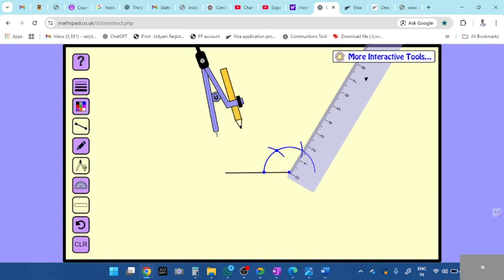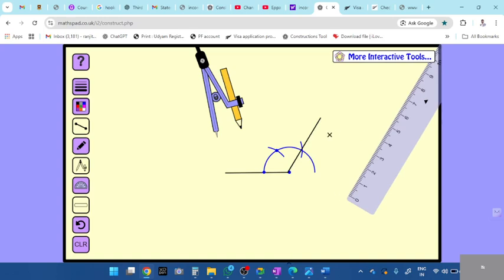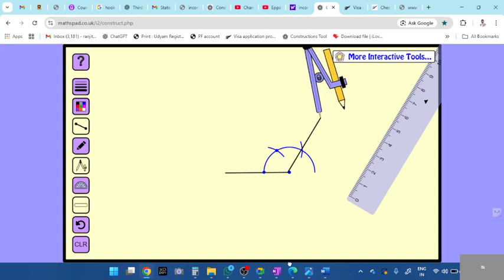4 centimeters. Construct these two lines. Be quick. Let me know. After that, I'll show you 120 here. Be quick.